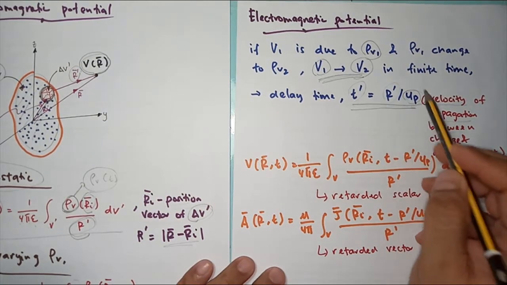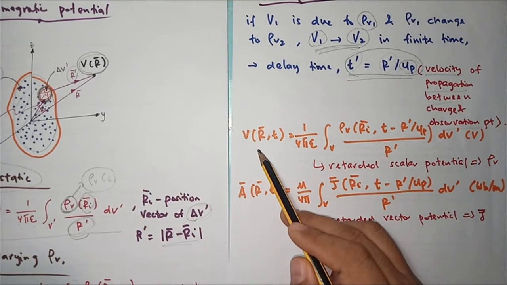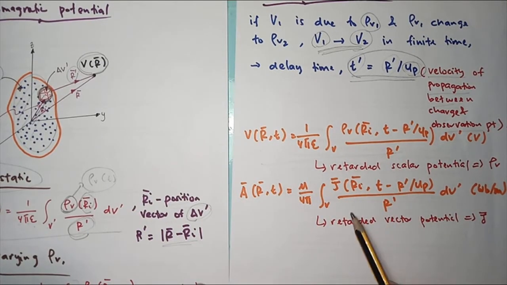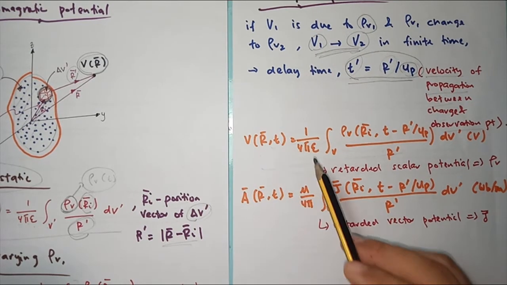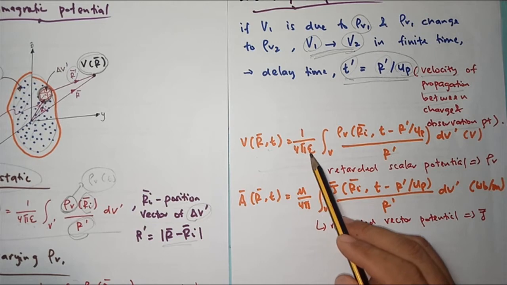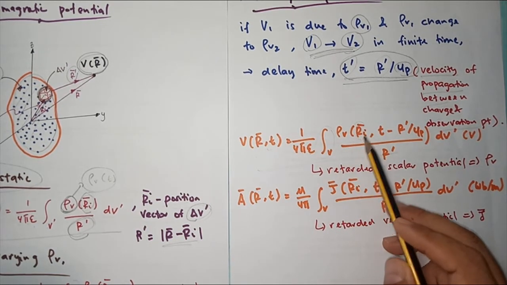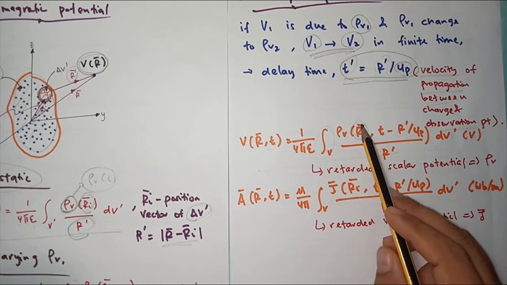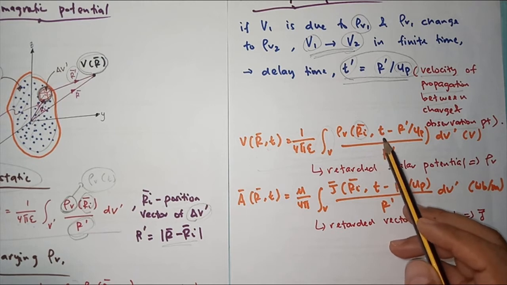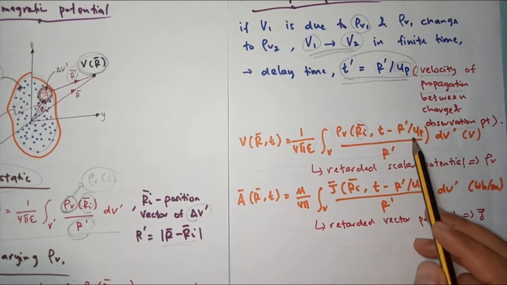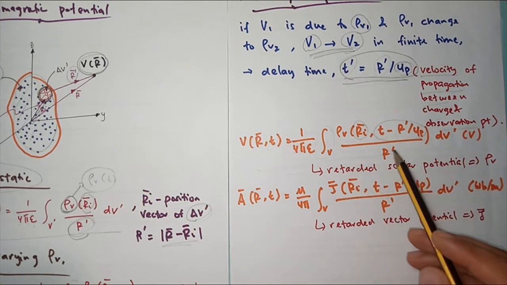If we consider this delay time, the expression of our potential difference will change to this expression. We have v of R, t equal to 1 divided by 4 pi epsilon, volume integration of rho v of Ri, where this one represents the position vector for our charge density, and t minus R prime divided by UP represents the delay time here, divided by R prime dv.